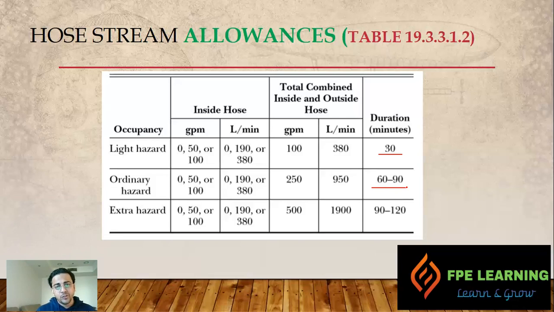Now the next column we have is total combined inside and outside hoses. If you have outside hoses, it should be a minimum of 100 for light hazard, 250 for OH1 and 2, and 500 for extra hazard occupancies.